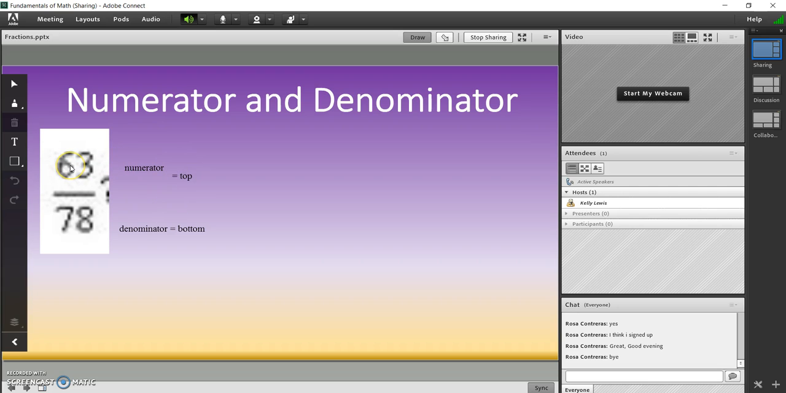Okay, the numerator is the top number. Here we go. The top number. And then the denominator is the bottom number.